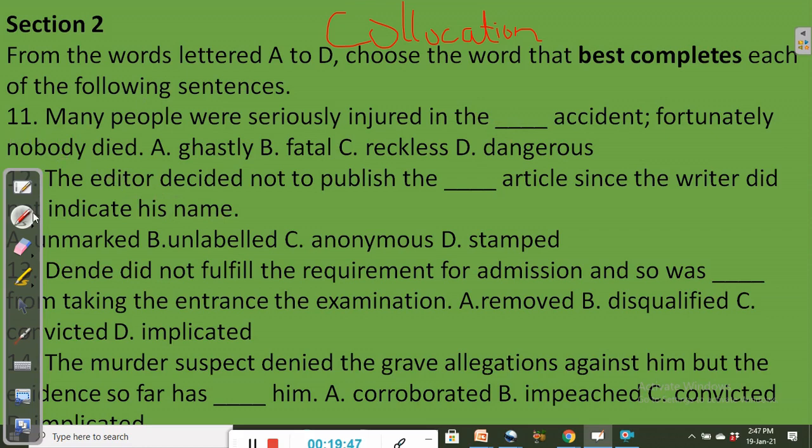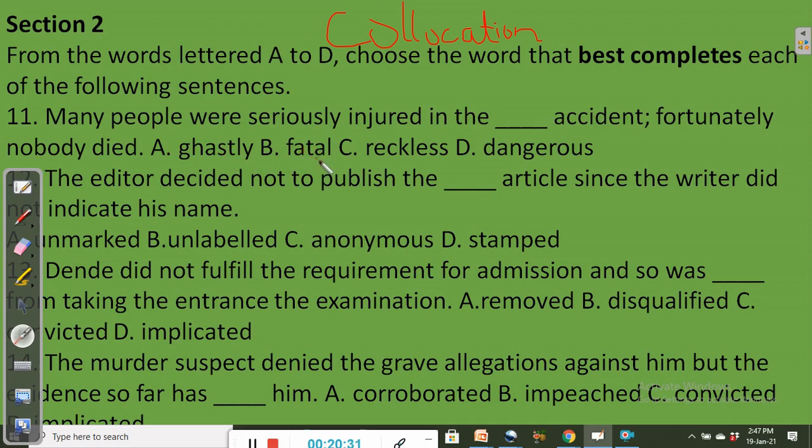All right, so let's begin to look at this. Question number 11. Many people were seriously injured in the dash accident. Fortunately, nobody died. Now, we can look at the options. Option A, ghastly, B, fatal, C, reckless, D, dangerous. Now, when we are talking of collocation, we are looking at words that can be used together with another word. Among these options, ghastly and fatal can be used with accident. You often hear people talk about a ghastly accident or a fatal accident.